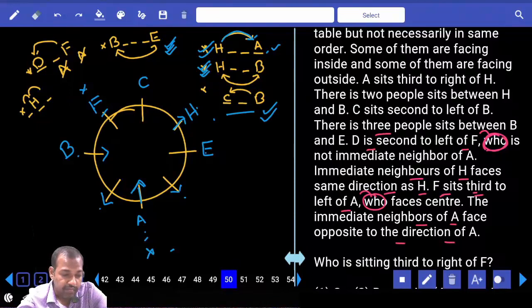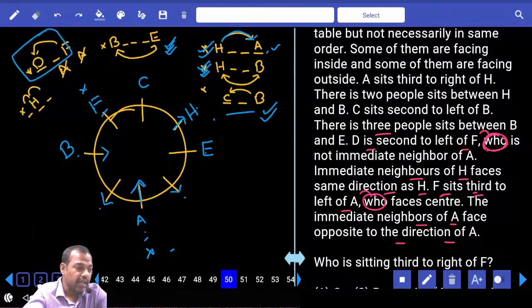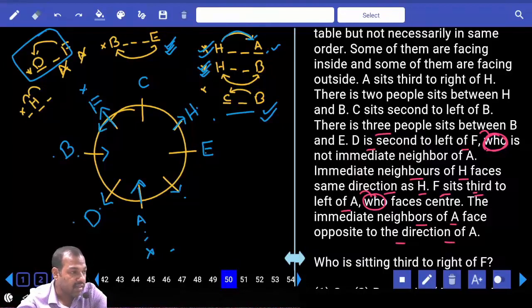What is the next point here? D sits second to the left of F. Already we know that F is here. So D sits second to the left of F means definitely D has to come here, or not? Now tell me, F has to face inside or outside? Outside, or not? So for F, this side will be the left side. First left and second left. So D sits second to the left of F. Completed or not? Yes. Next one.